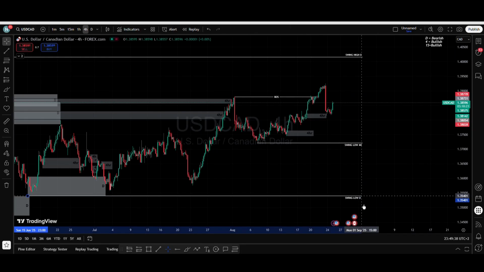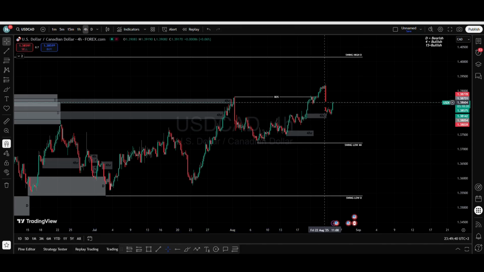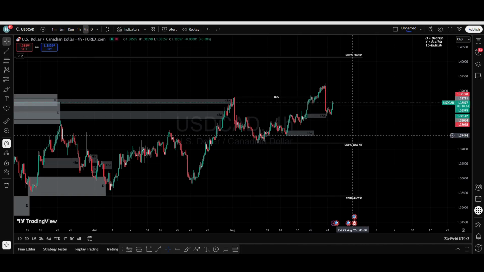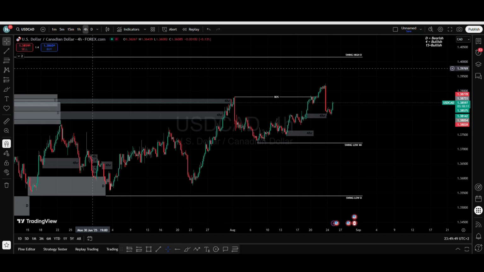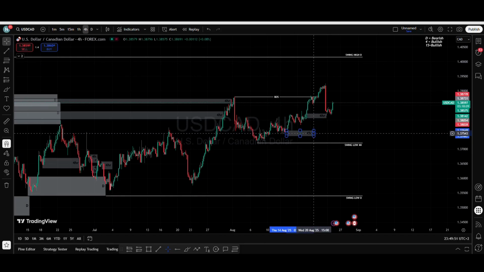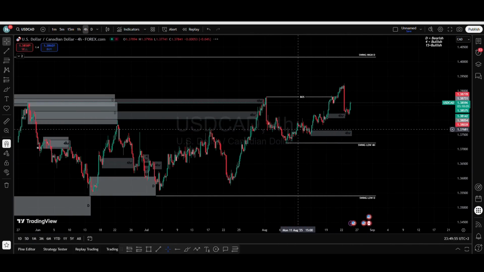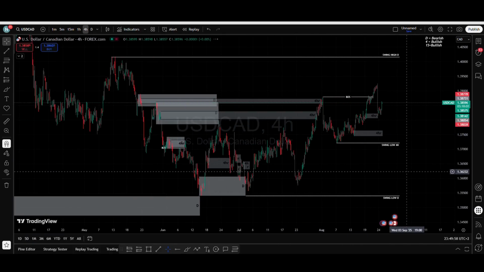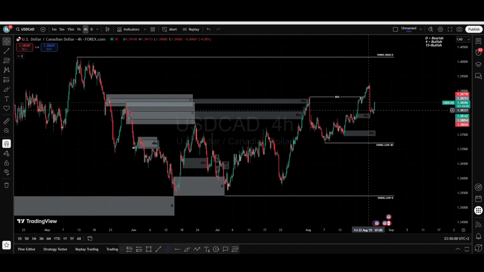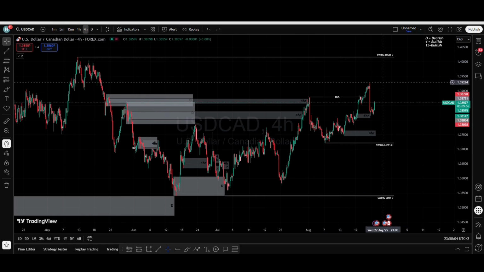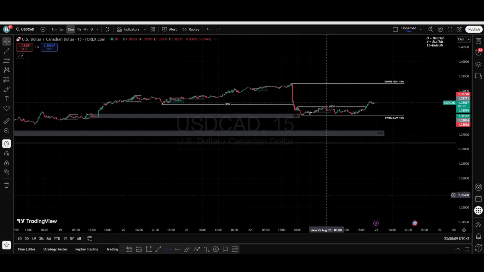Not much has happened since Friday. We did have huge USD news. It just sold off on a bunch of markets, mainly the ones that I am focusing on. So USD CAD on the 4 hour is still bullish, right? But we are in the pullback phase as of now.